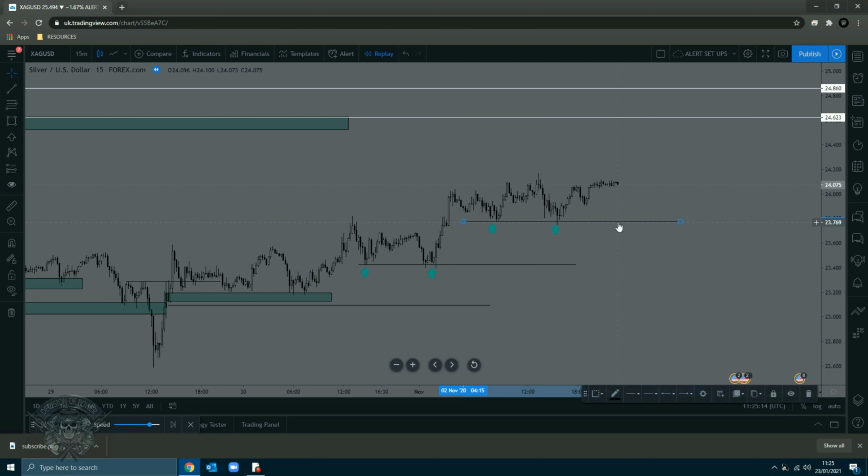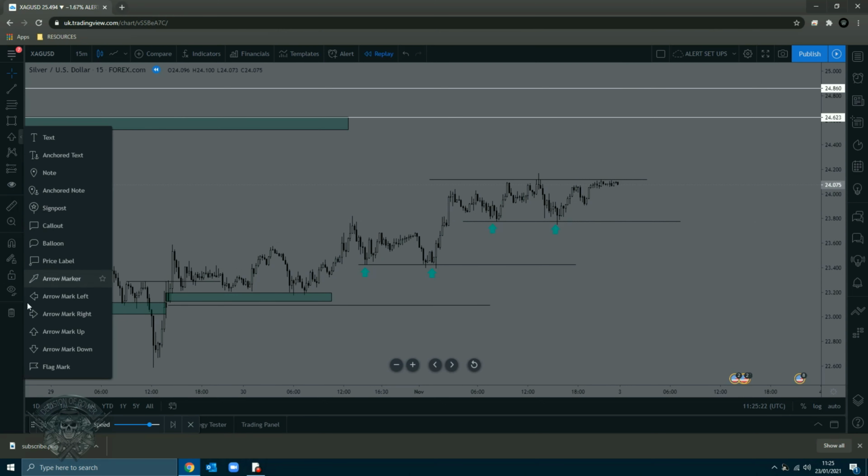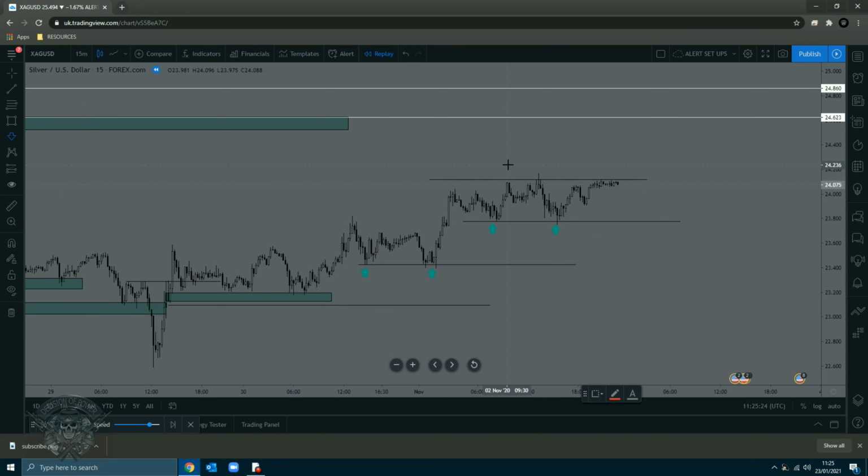If you look at this now, we're putting in consolidation. So what are you going to get here? You're going to get sellers in the market, with stop losses above.